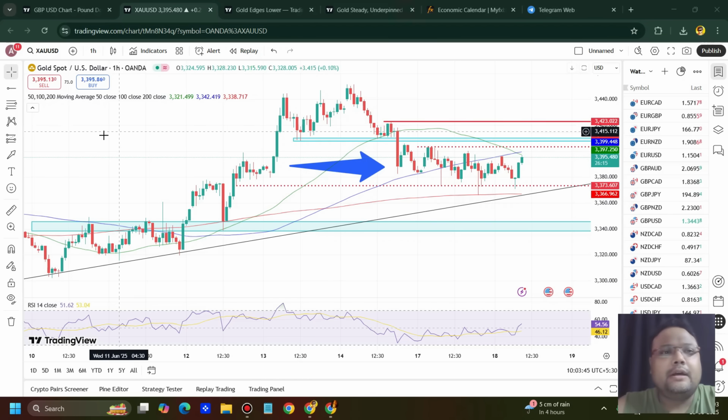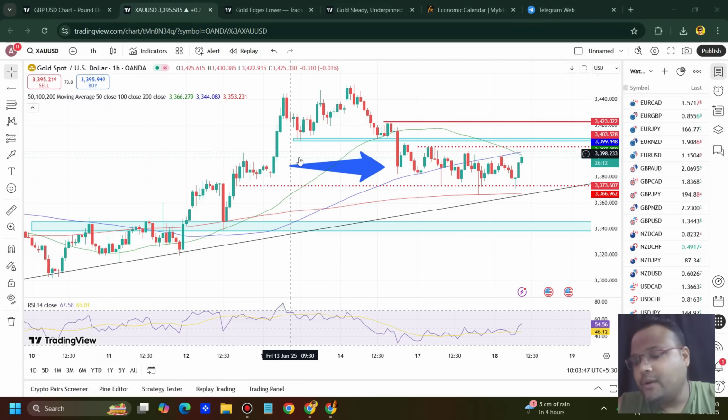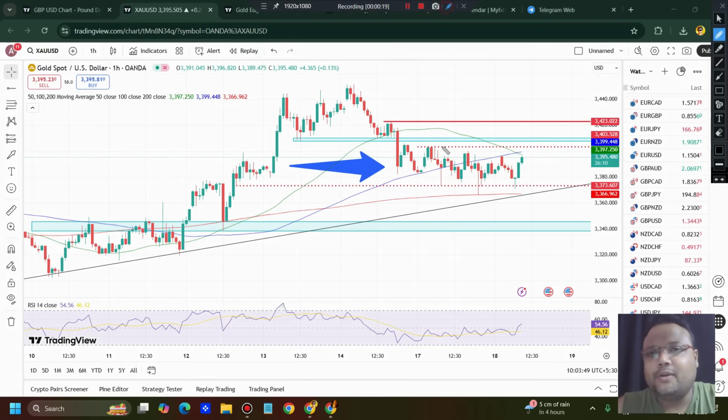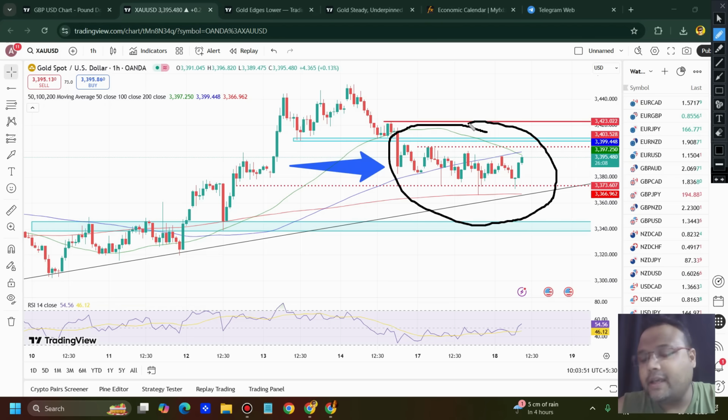So let's get started. And my dear friends, this is the hourly chart of gold in front of us. And we can see that gold is trading in a narrow range. Market is trading in a narrow range. It means the number of trading opportunities are also very much limited. And chances are very high that market will remain like this throughout the day.